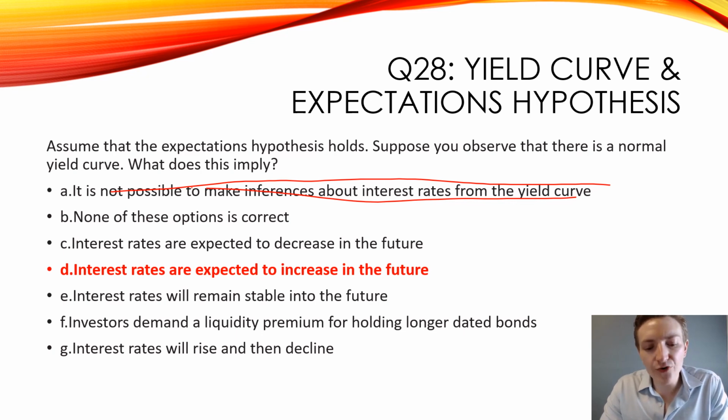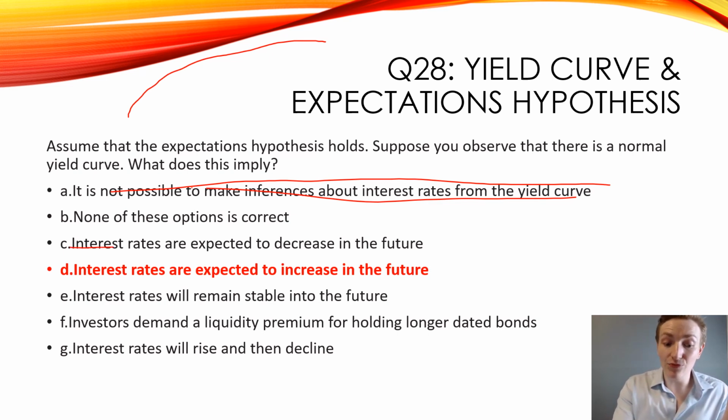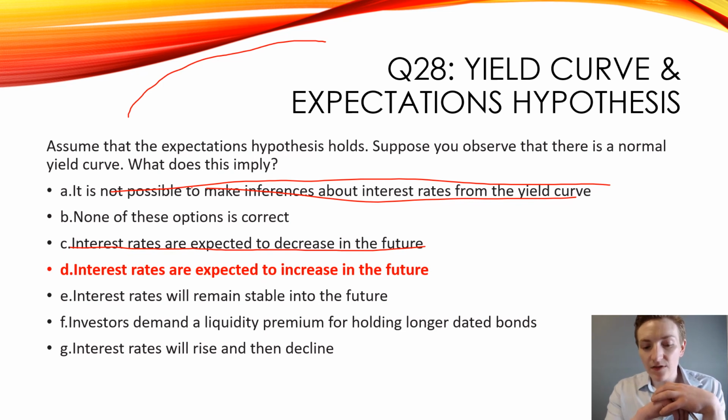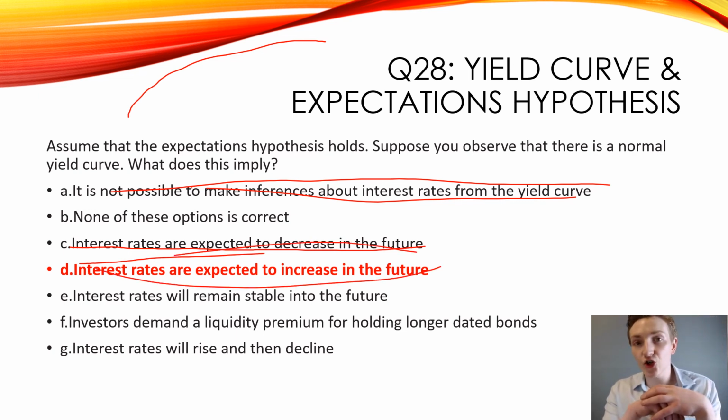The next one is, interest rates are expected to decrease into the future. That is also wrong. A normal yield curve will look something like what I've just drawn in here, i.e. interest rates go up as the time to maturity goes up. And therefore, this is simply not correct either, for C. There is, however, the idea that interest rates are expected to increase, which is absolutely correct. And you can think about this in terms of the forward rate formula. Under this forward rate formula, you can see that interest rates are expected to go up as you go through the time to maturity.